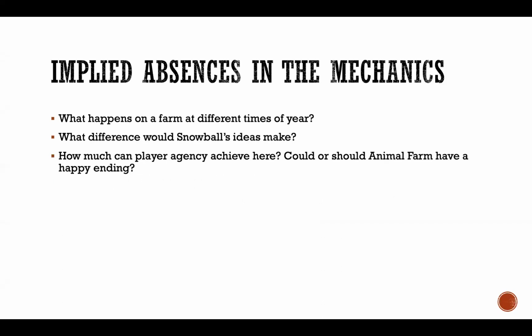And then there are also some things I needed to fill in on the mechanics side. What does happen on a farm at different times of year? What difference would Snowball's ideas make? So Snowball is the one who wants to build a windmill initially. Snowball is very interested in improving and industrializing the farm and giving it more capacity in that sense. So we needed to think about what the implications of that would be if you want to lean into letting Snowball do that. What results from that?